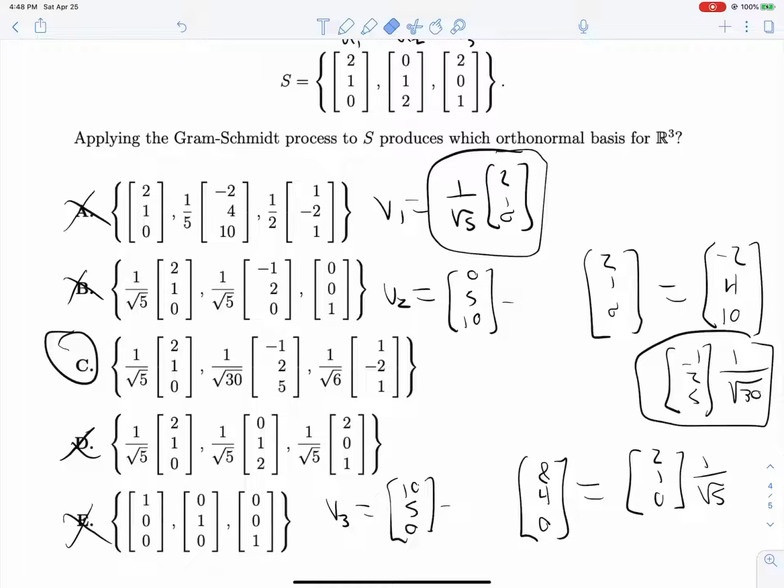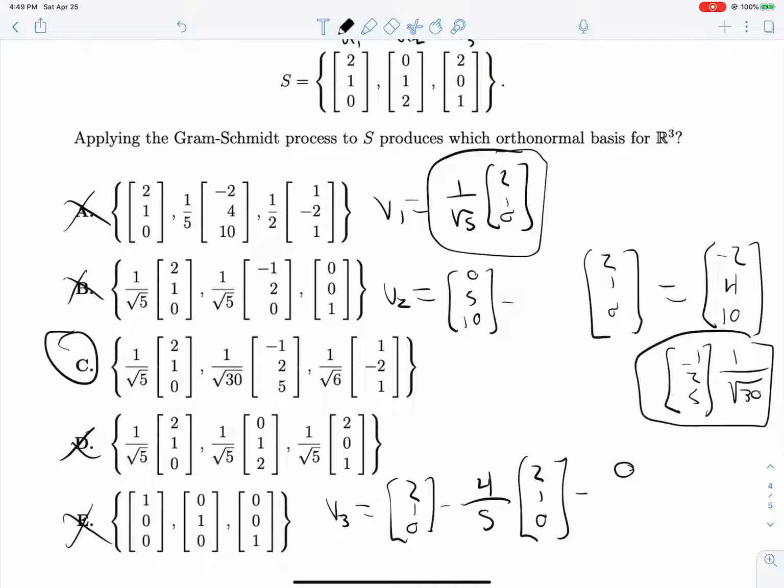And, oh wait, am I doing my math correctly? I don't think I am. Let's go back and see if we can figure out where that mistake happened, because we should be getting this 1 over root 6 thing right here. Where did I go wrong? Oh, I know where I went wrong. No, I don't. I have no idea where I went wrong.